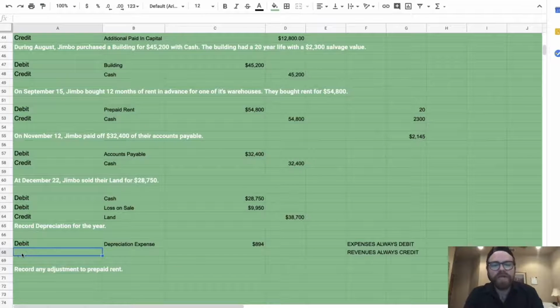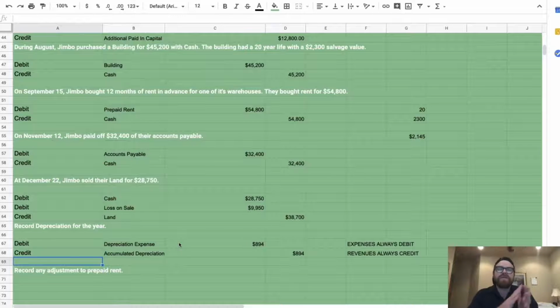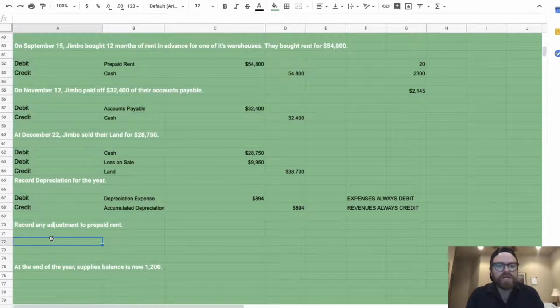Now, what we're going to do next is credit what we call accumulated depreciation. And that's just going to be the same number here. Accumulated depreciation just represents how much it has depreciated so far, and we're just adding that to the balance. That's all we're doing. Now we record an adjustment for prepaid rent.